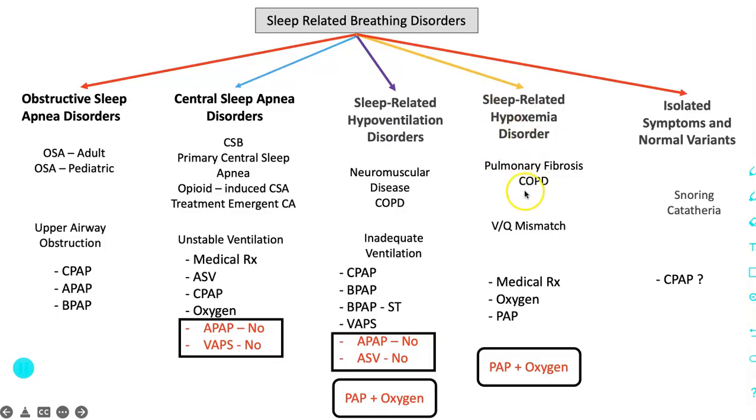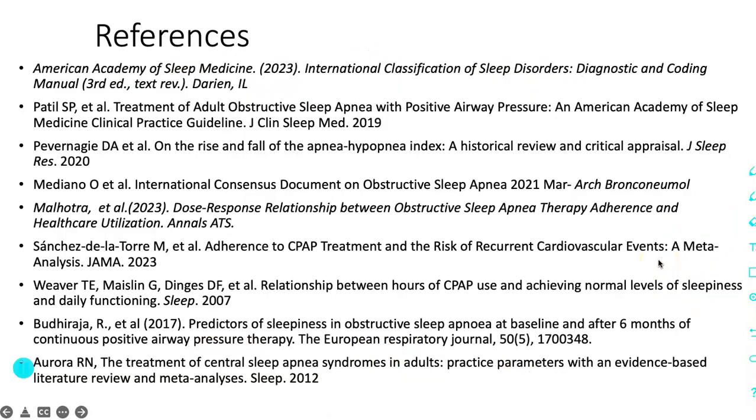Sleep-related hypoxemia disorder is similar to the hypoventilation disorder. Here, the treatment options include medical treatment of pre-existing conditions like COPD or asthma, and then use of oxygen. Most of the time, PAP and oxygen may be required. For isolated symptoms of snoring and catathrenia, it is debatable, and sometimes CPAP may be used for the treatment of catathrenia. So these are the references I used for this talk, and if there is any question, please let me know. Thank you for listening.